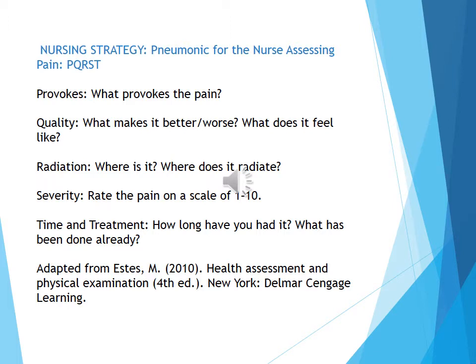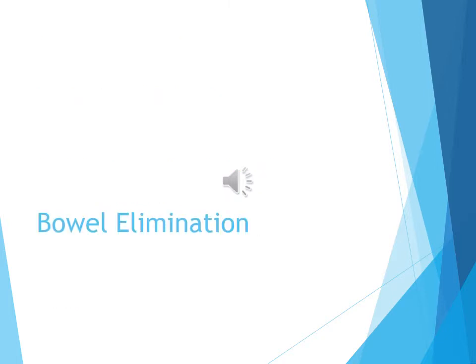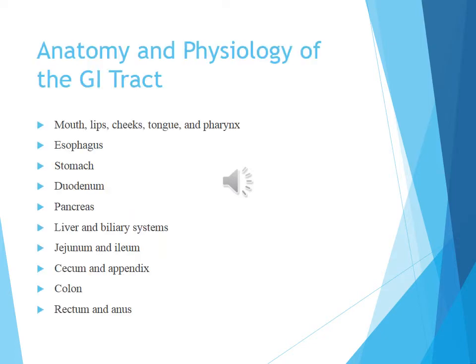These are good ones. It's the same idea as your 2Ds, describe and duration, and your 2As, alleviate and aggravate. We're going to do the bowel elimination. This goes in just saying what the anatomy and physiology of the GI tract is, from the mouth all the way down to the anus. You do not need to know this for the test, but it is good to know it.